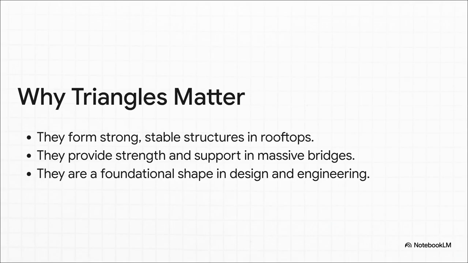Seriously, just look around. You see a roof over a house? The strong, stable frame holding it up is made of triangles. Why? Because they distribute weight perfectly. Or think about a massive bridge, that intricate web of steel that holds the whole thing up. It's called a truss, and it's built from, you guessed it, triangles. They are just incredibly good at handling forces like tension and compression. It's basically nature's strongest, most efficient shape.